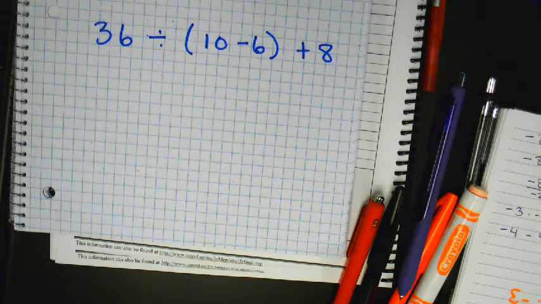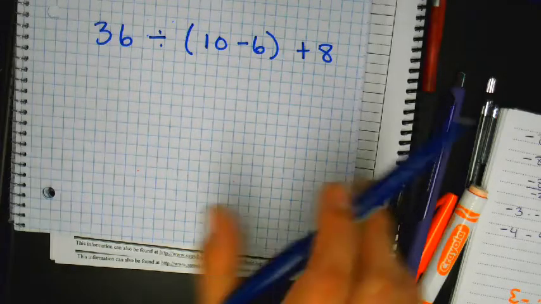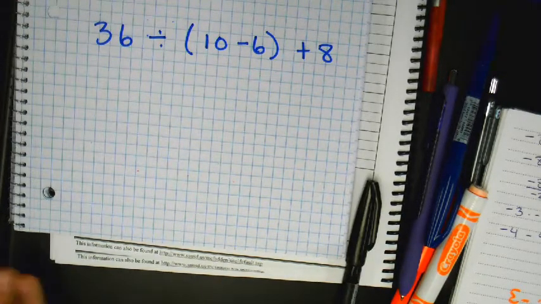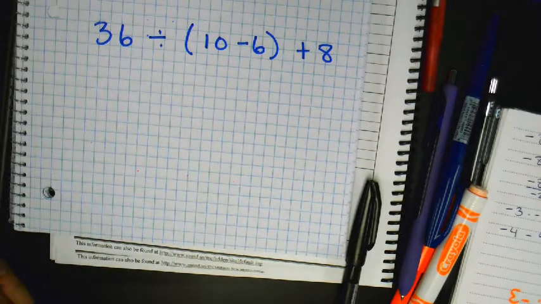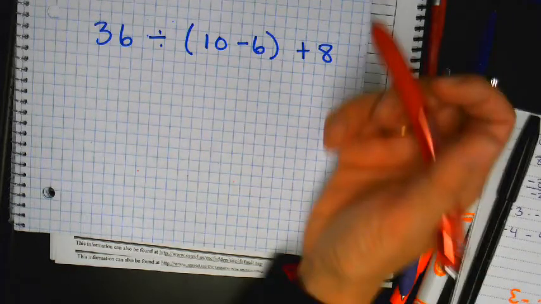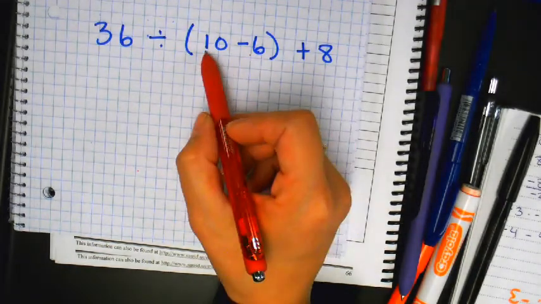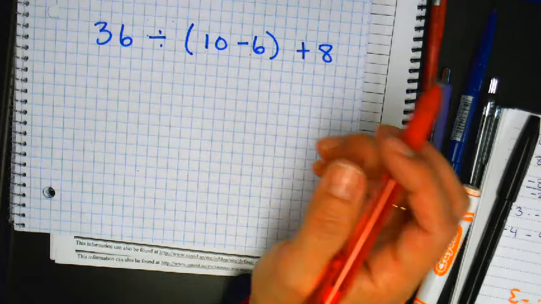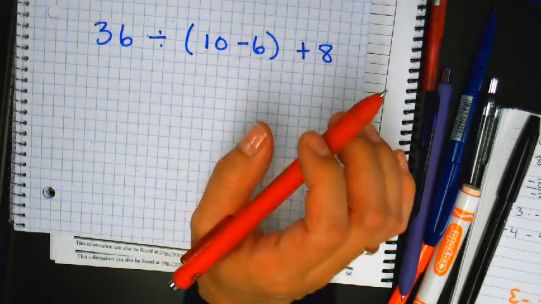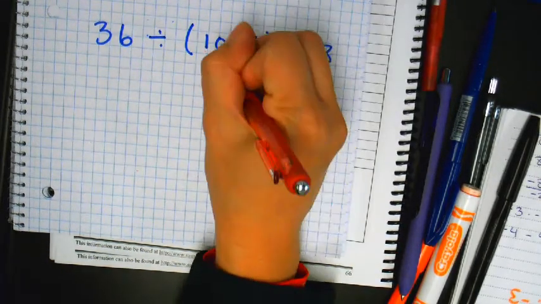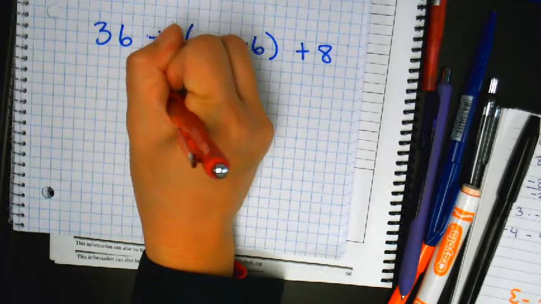36 divided by 10 minus 6 plus 8. It's kind of weird. What's going to go first? I know it goes against everything I just told you. The parentheses. So look at this problem. It's 10 minus 6. Can you do that like a second grader, 10 minus 6? Yeah, so if you can do it like a second grader, there's no need to add the opposite. So 10 minus 6 is 4. Then you bring down everything.